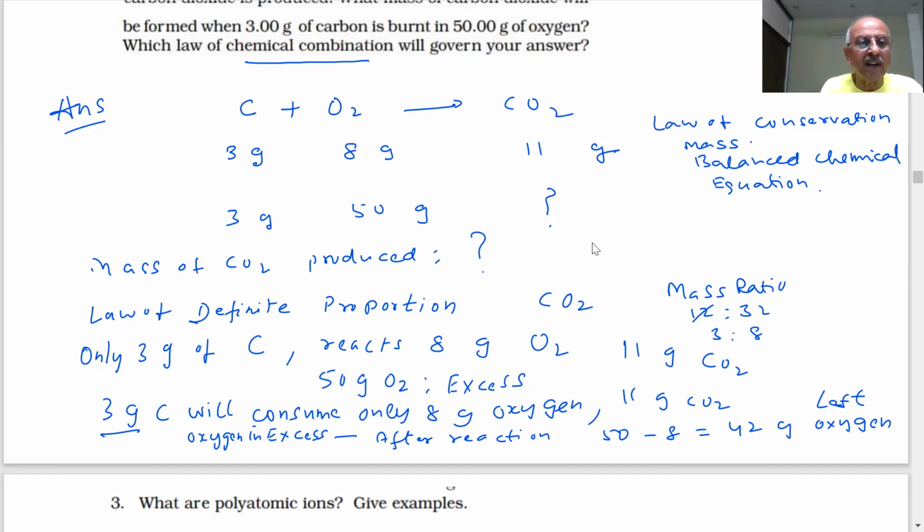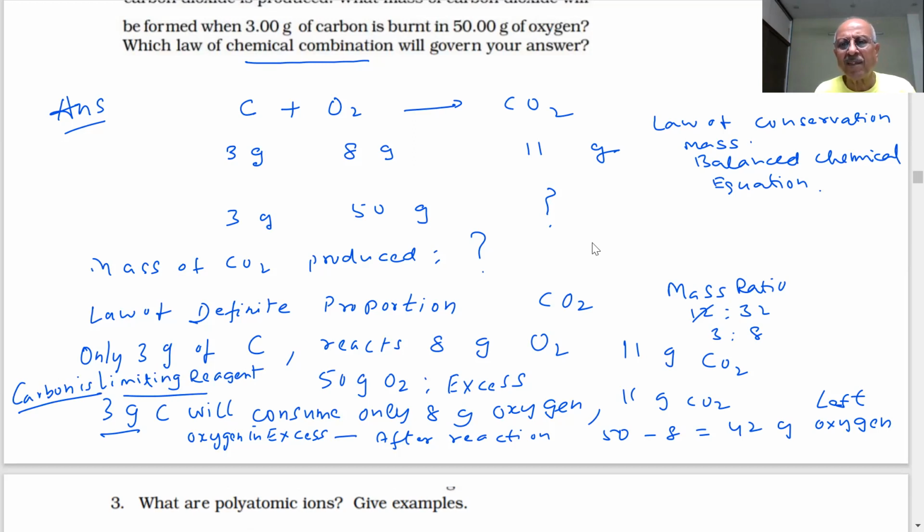This is what we call a limiting reagent. Here, in this case, student, carbon is the limiting reagent. It will limit the amount of product formed. Because it is present in lesser amount, it will exhaust, it will finish. Once carbon is finished, no reaction can take place.